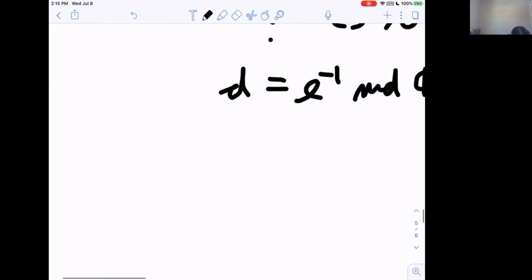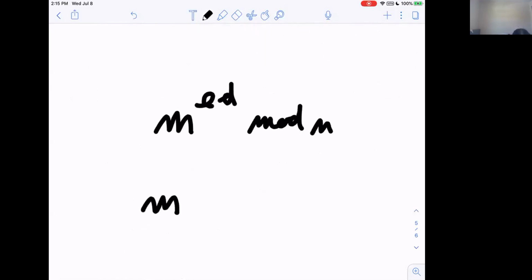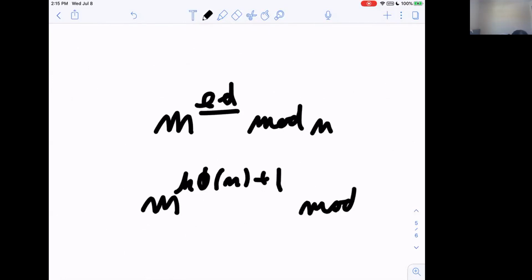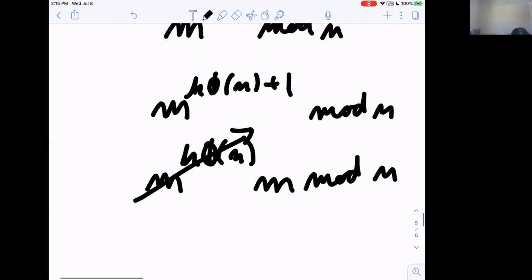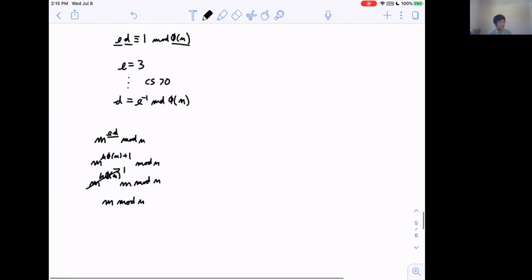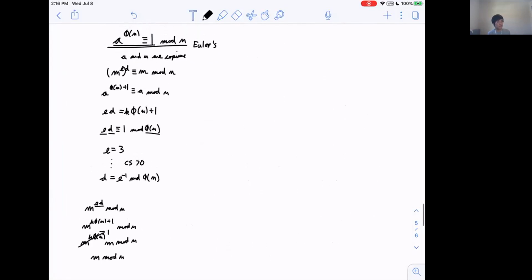And so then when we go back and we plug in m to the ed, m to the ed mod n, sorry, then you have this ed is equivalent to k phi(n) plus 1 mod n, which, splitting that up using our properties of exponents, is m to the phi(n) to the k times m mod n. This just cancels out to 1, so this is equivalent back to m mod n. So I believe the professor went over this all in lecture, but I wanted to just cover it because I know it's a lot more math than we have been covering before.